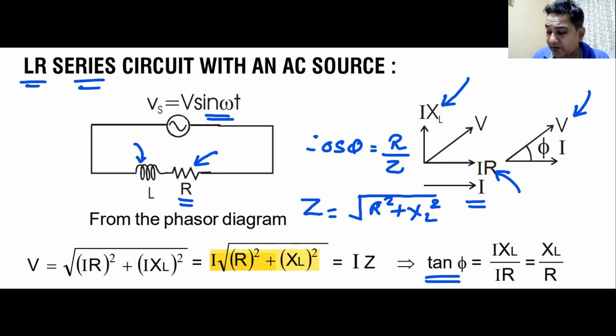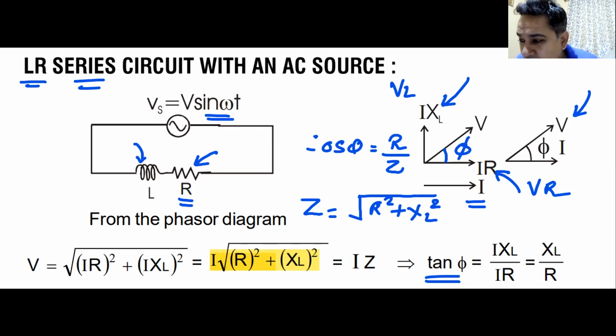These are the three diagrams that you will draw. This is your VR, voltage across R. This is your VL, voltage across L. This is the total voltage V. Total voltage V is ahead of total current I by a phase angle of phi. Tan of phi is XL by R. Cos of phi is R divided by Z. Z is under root of R square plus XL square.